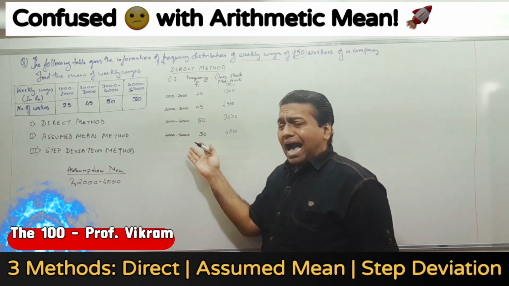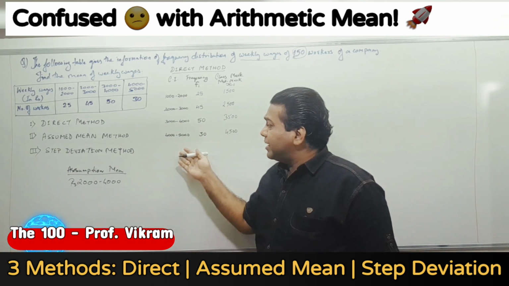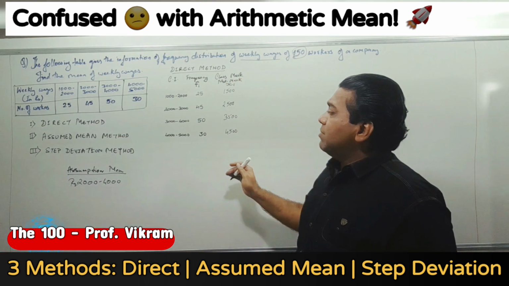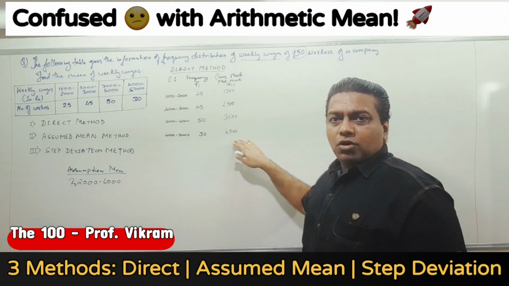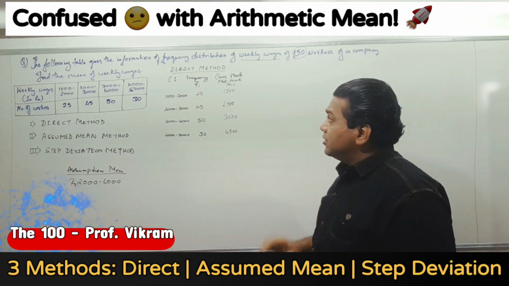Even if you find out the average, 4000 plus 5000 is 9000, and 9000 divided by 2 is going to give you 4500. So the class mark or the mid mark is nothing but the average of each class interval, or the mid value of each class interval.